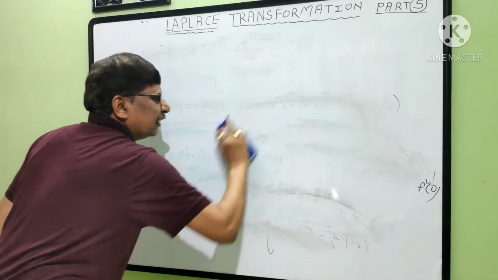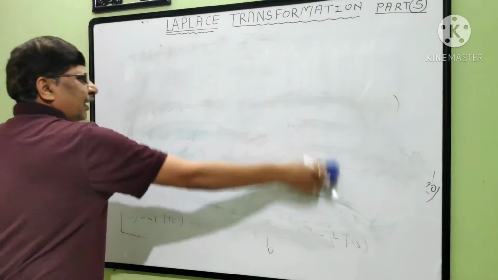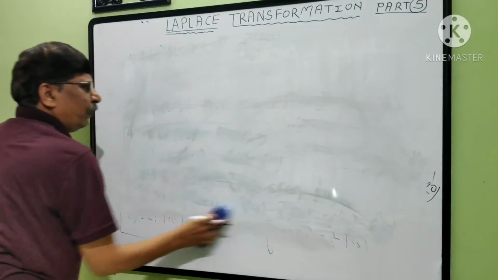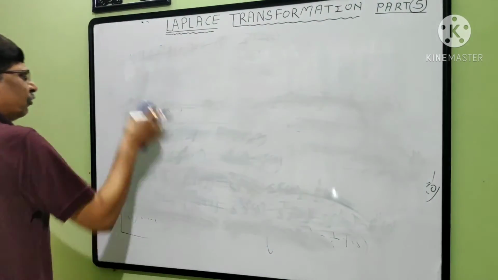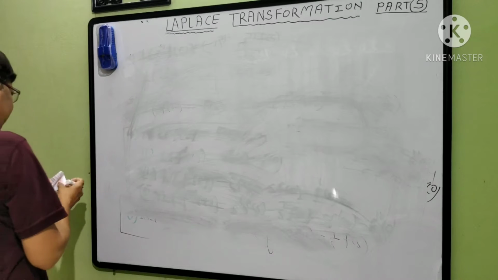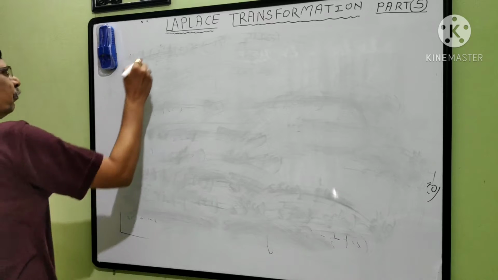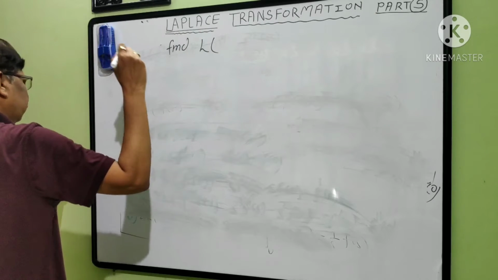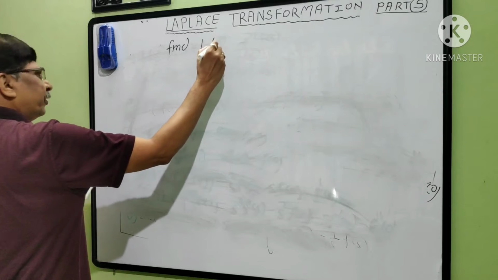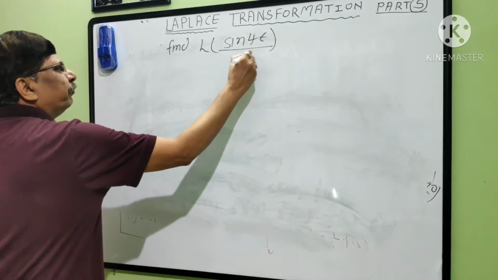Upon t means integration. Into t means derivative. I have also written the formula for the Laplace transformation of the derivative. Now write one by one. Find the Laplace transformation of sin 4t upon t.